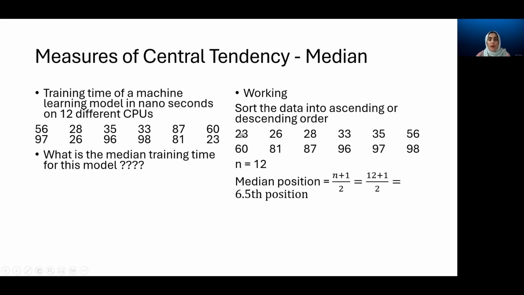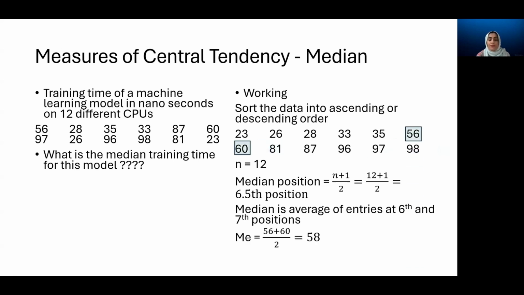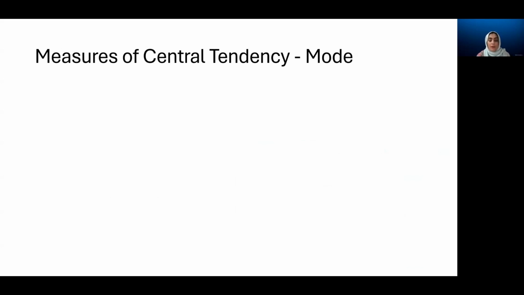Starting from here, we have 1, 2, 3, 4, 5, 6th, which is 56, and the seventh position, which is 60. So the median is the average of the values at the sixth and seventh positions, which is 56 plus 60 divided by 2, which is 58. So 58 is the median of this data set. The median training time for this model is 58 nanoseconds.